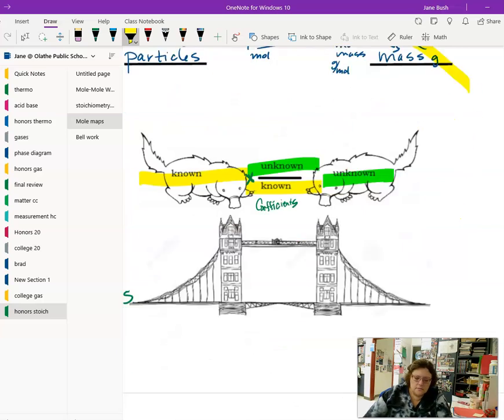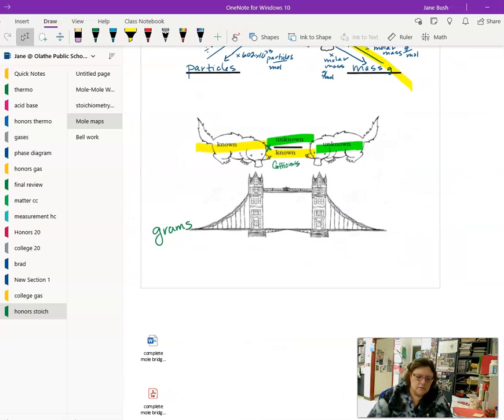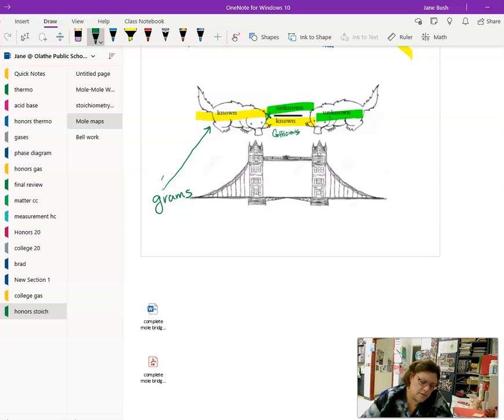All right. So on the back of your mole map, where the bridge is, write grams below the bridge and draw an arrow from grams up to known moles. And we just looked at the mole map. The mole map says that you divide by molar mass. So along this arrow, I'm going to write divide by molar mass, just grams per mole. And we get the molar mass either from using a molar mass calculator or our periodic table.